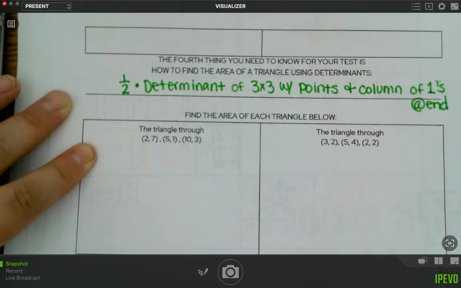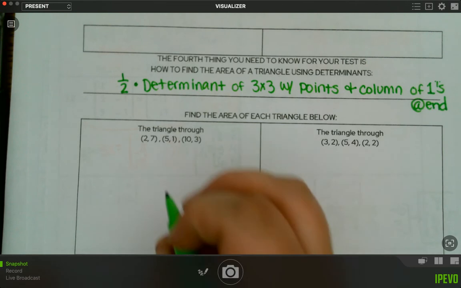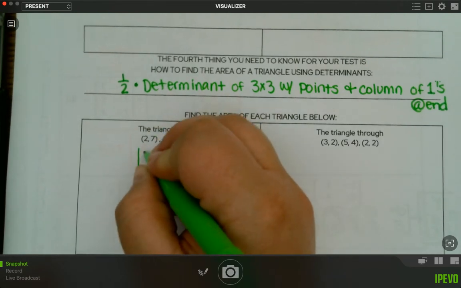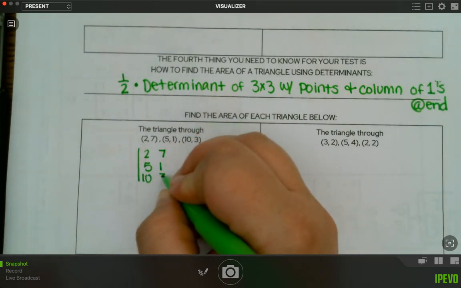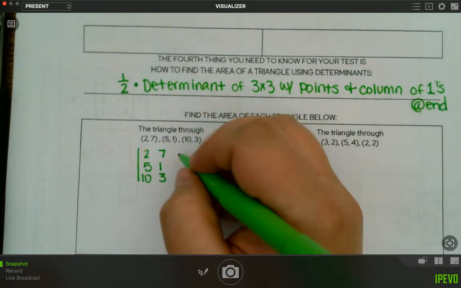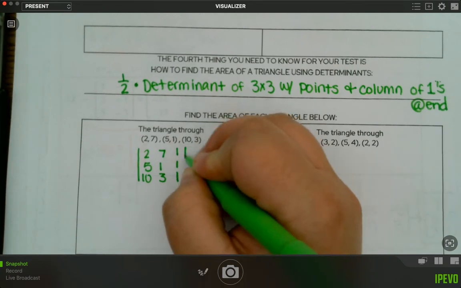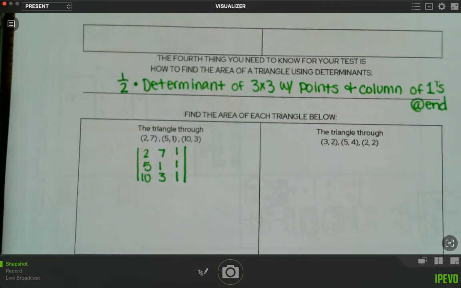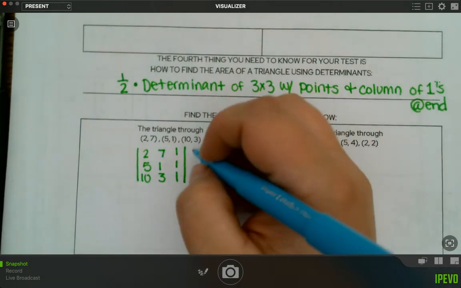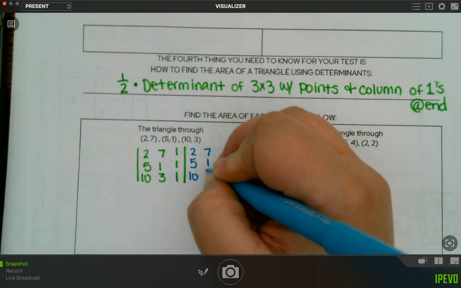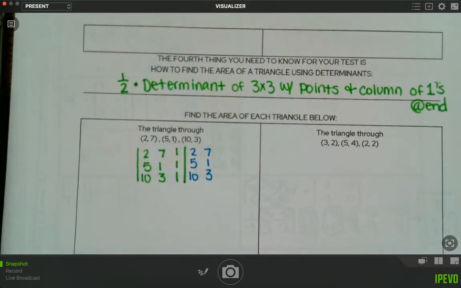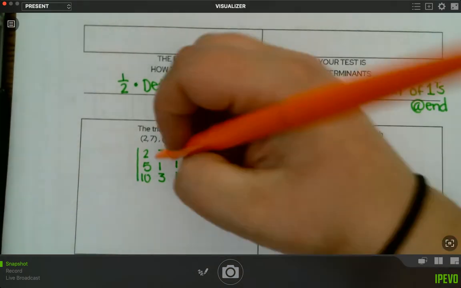Right, so for instance, this first one, 2, 7, 5, 1, 10, 3. And then you add a column of ones at the end always. Basically, you're adding a column of things that don't change multiplication, and ones don't change multiplication. The zeros would make everything 0. And then you're going to find your determinant by copying the first 2 columns, like this, and then you're going to multiply these.